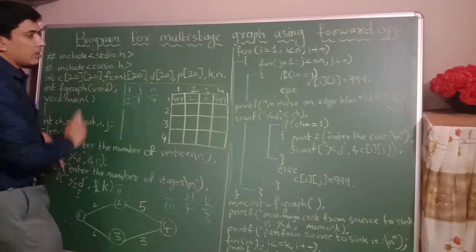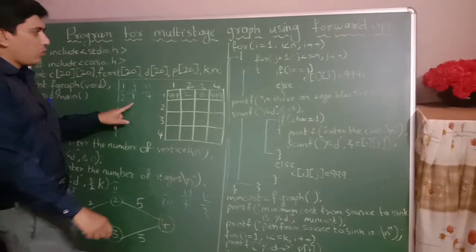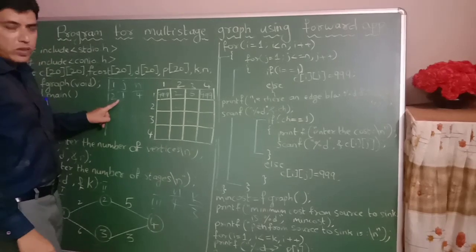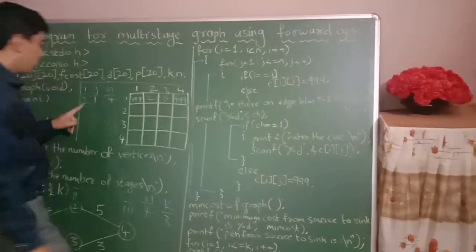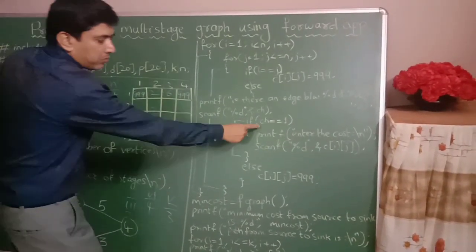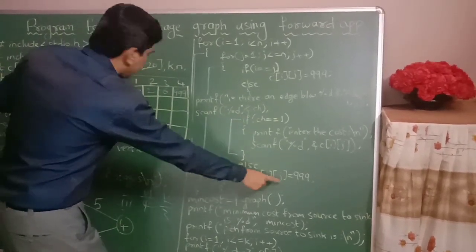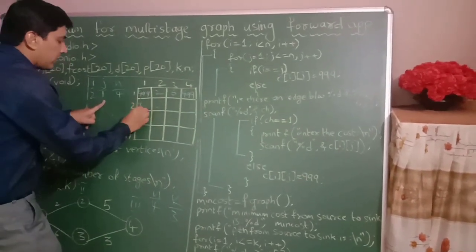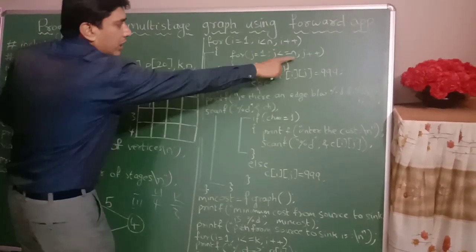Now the i value is 2 and the j value is 1, that is cost[2][1]. Is 2 equal to 1? No, the condition becomes false. Is there an edge from 2 to 1? The condition will become false. I'll enter the value of ch as 0. Then cost of ij, that is 2 1, will be initialized with 999. Afterwards, in the inner loop, increment the value of j by 1.